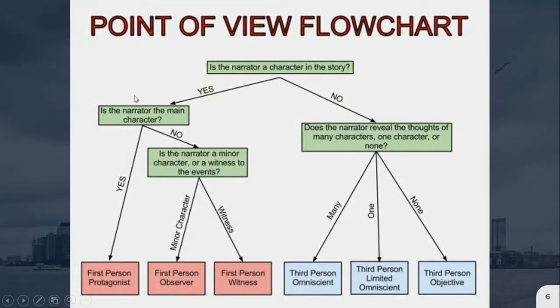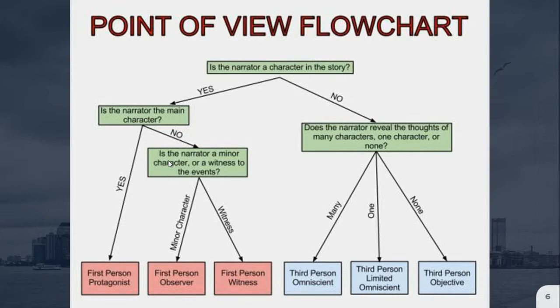We then split off when we are looking at, is the narrator a character, into, are they the main character or are they not the main character? So the first one is, if they are the main character, then it is called a first person protagonist. And I'm going to go through this in more depth and explain this when we're looking at different short stories just now. The next thing, if we say no to that, is, are they a minor character or are they just simply witnessing the events?